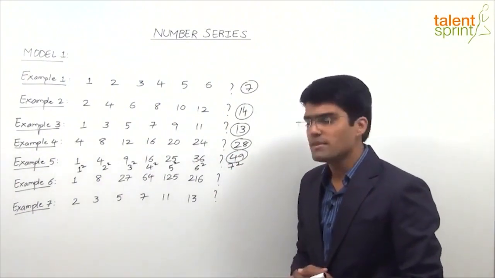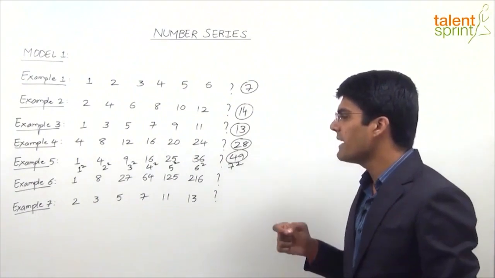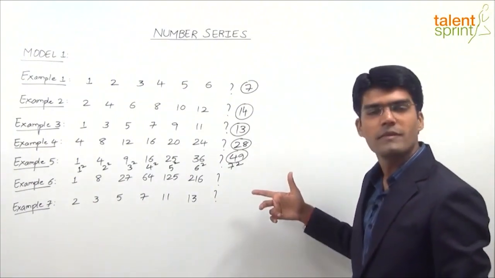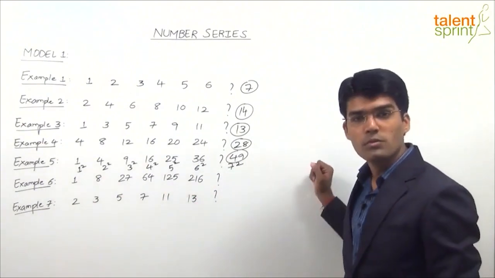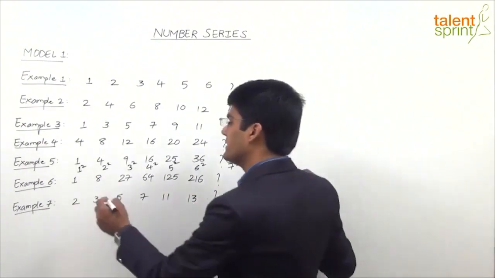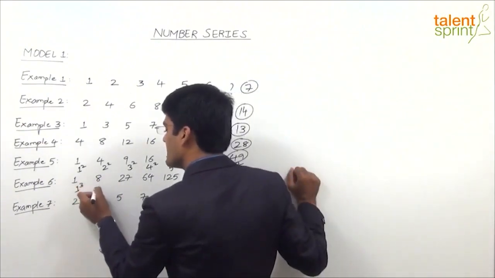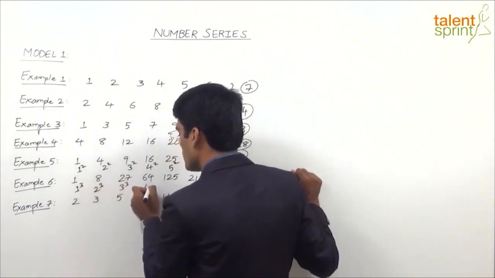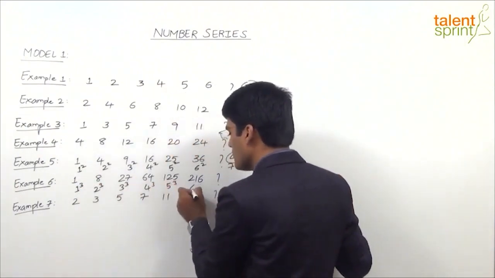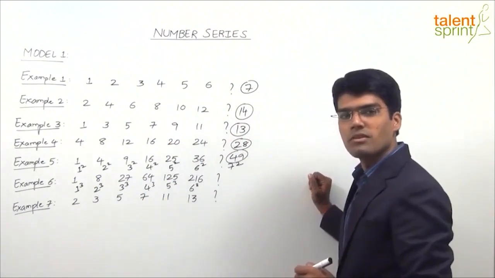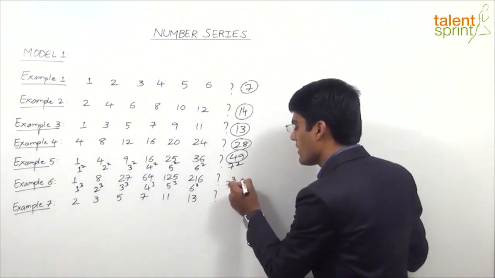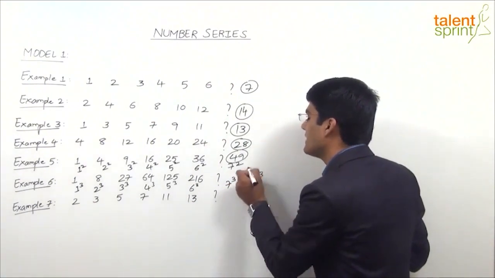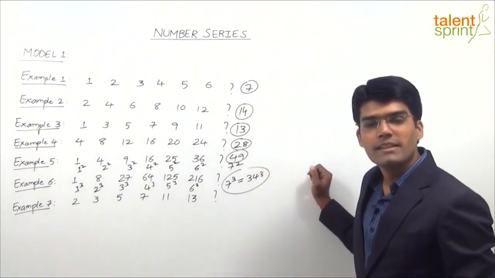Likewise, if you observe example 6 here, the series is 1, 8, 27, 64, 125, 216. So what do you observe? These are all perfect cubes of natural numbers again. 1 is 1 cube, 8 is 2 cube, this is 3 cube, 4 cube, 5 cube, and 216 is 6 cube. So it is obvious that the next one has to be 7 cube, that is nothing but 343. So the question mark should be replaced with 343.